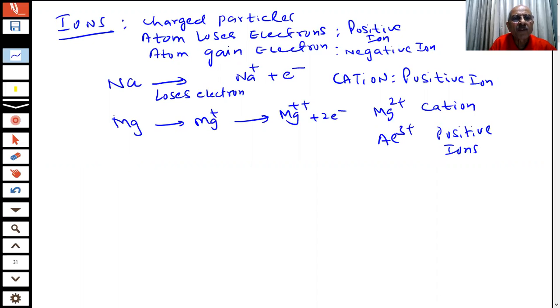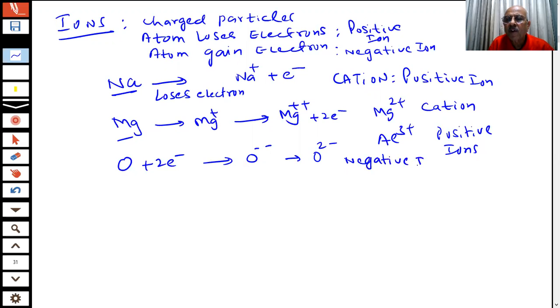This was the sodium atom, magnesium atom. They lost electrons. Certain atoms, you can see, gain electrons. Why they do that, we will also present in our coming lectures. If oxygen gains 2 electrons, then what will happen? It will have two charges. I represent it as O2-. This is a negative ion. It is called an anion. A negative ion is called an anion, students.